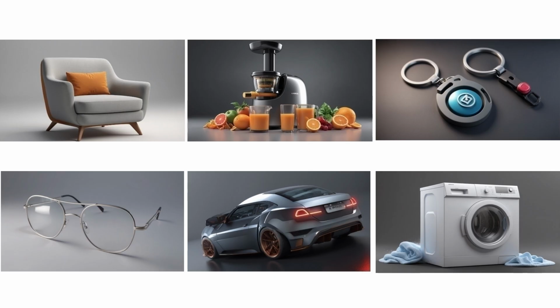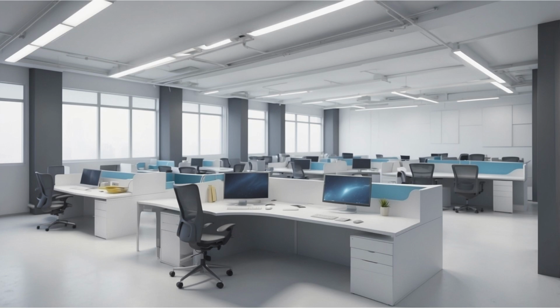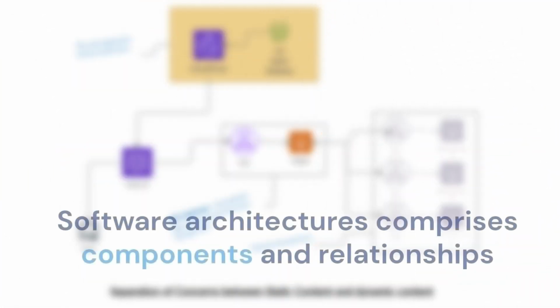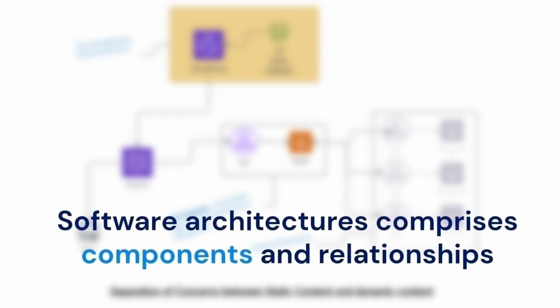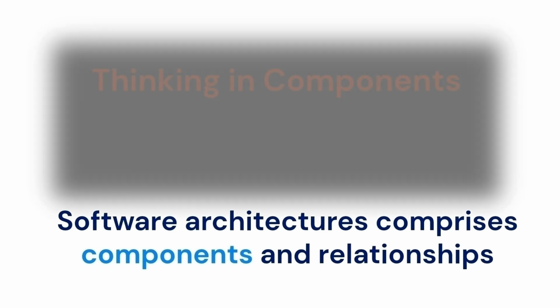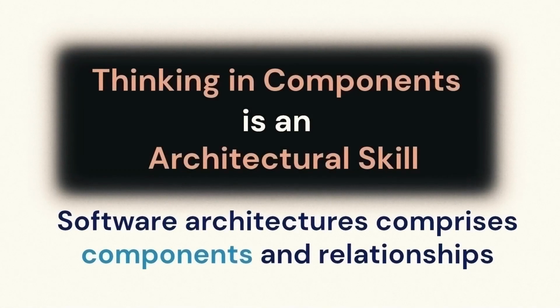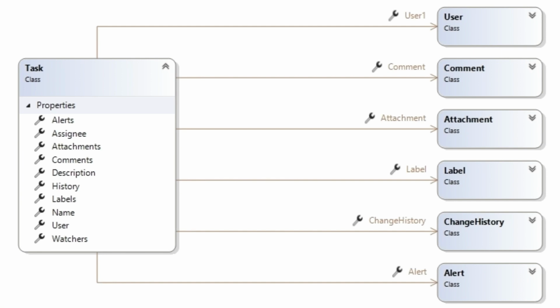The concept of composition is present in every industry, including the software industry, especially in software architecture. In fact, the very definition of software architecture revolves around components and their relationships. Thinking in components is an architectural skill. Composition is an incredibly broad and powerful concept. The good thing is that in object-oriented programming, we also have the concept of composition.